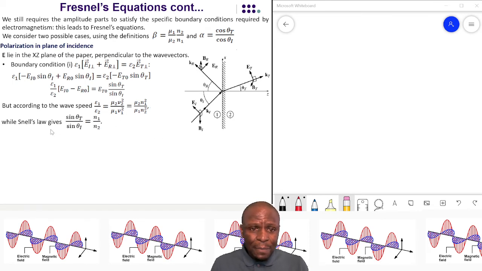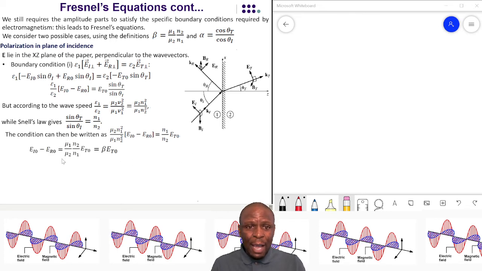Now from there, from Snell's law, this is what I can write. Now the condition then becomes this. Now I want us to remember that I've defined this in terms of that. Therefore, I can write this equation in terms of this. And this is nothing else but the Fresnel's equation.